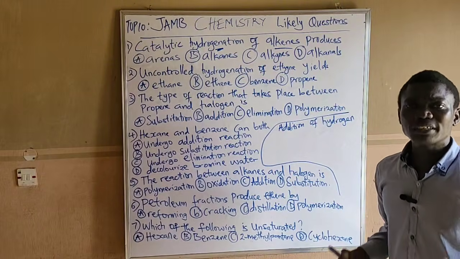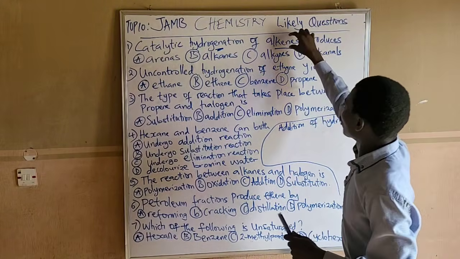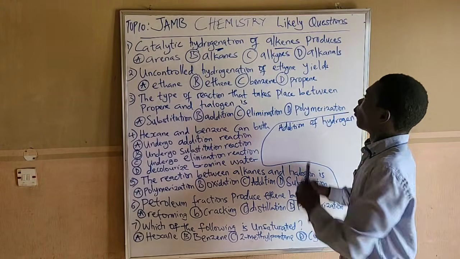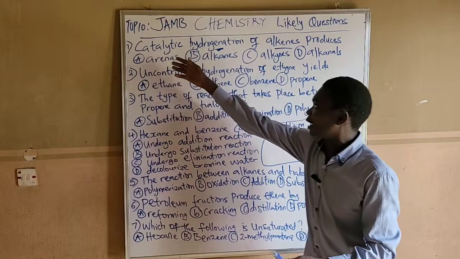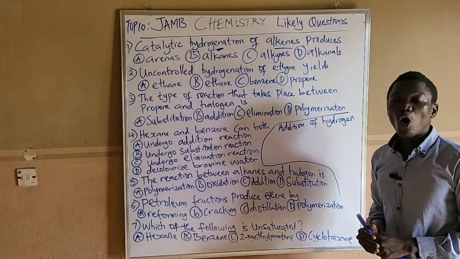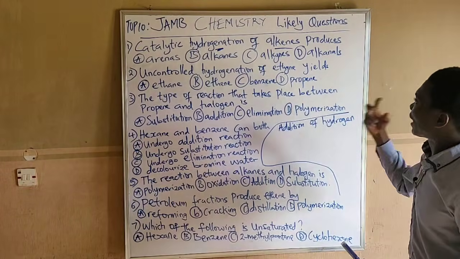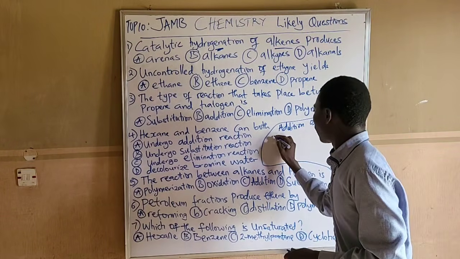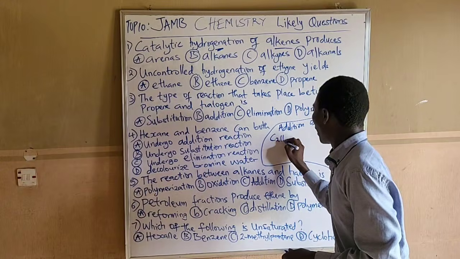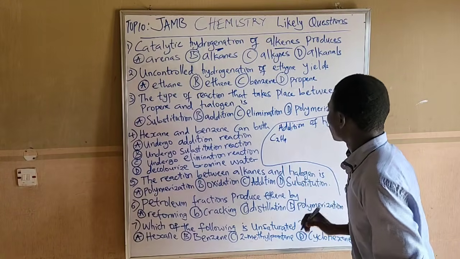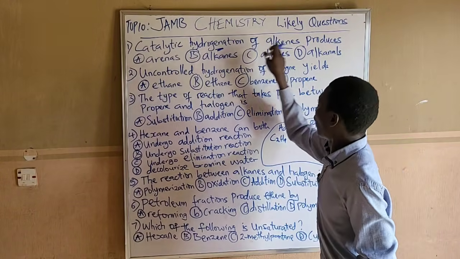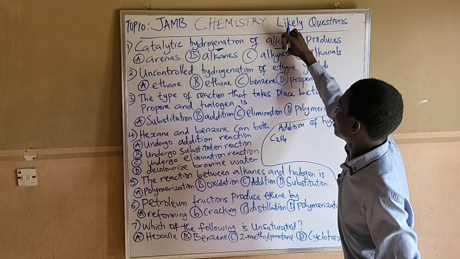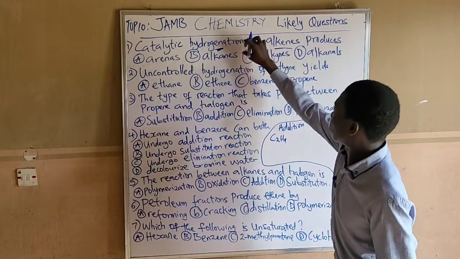To answer this very well, let's bring out one member of alkenes and add hydrogen to it, so we will be able to determine the one we will arrive at in the four options given. Let's pick one particular example here: ethene, which has a formula of C2H4. Let's add hydrogen to it, because this ethene is a member of alkenes.